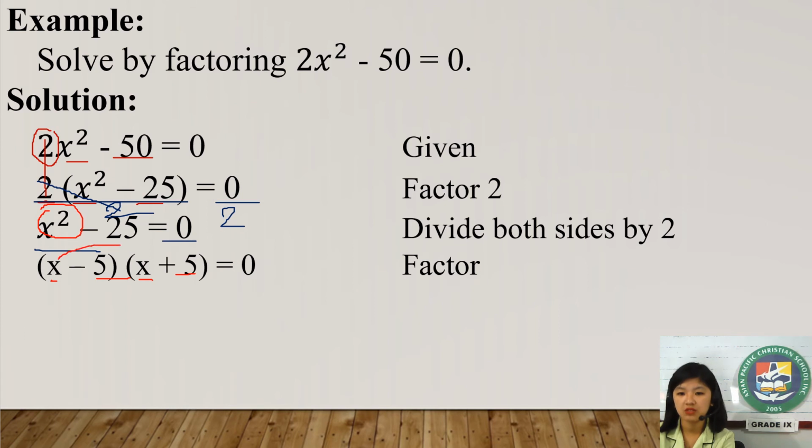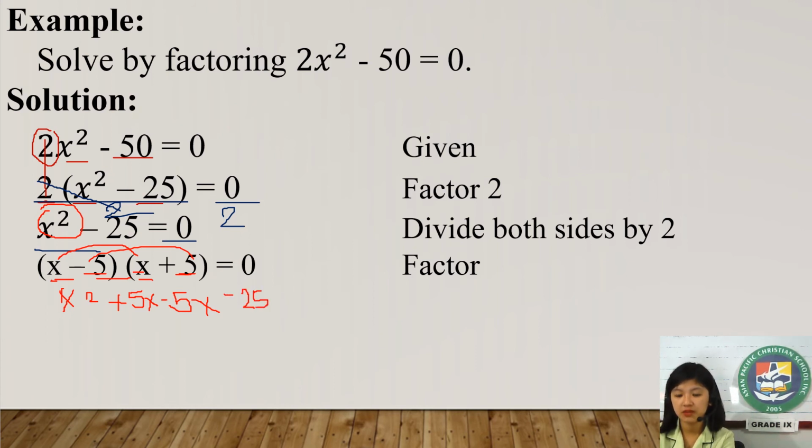So, x times x will give you x squared. Next, outer, we have x and 5. X times 5 will give you positive 5x. Yan. And inner, negative 5 times x will give you negative 5x. Then the last term, we have negative 5 times 5 will give you negative 25.